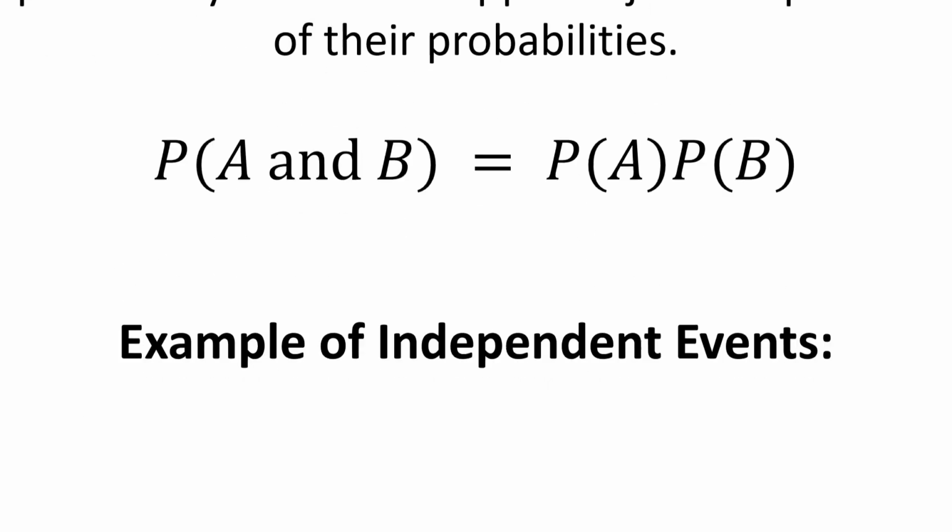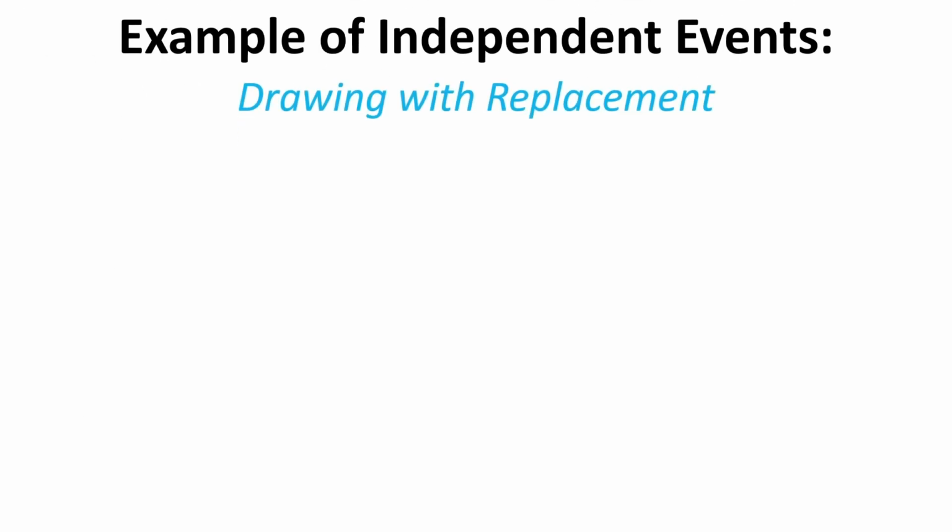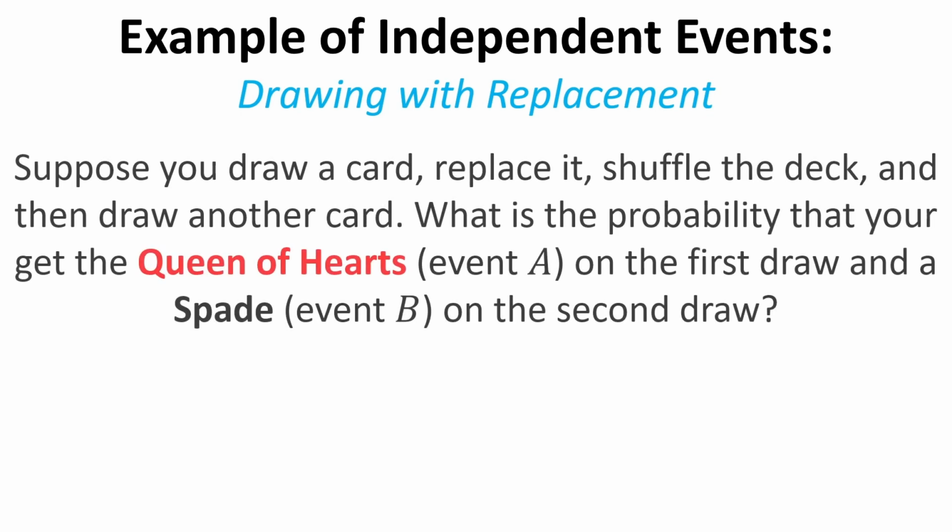Now the simplest example of this involves drawing with replacement. So suppose you draw a card from a deck, and then you make note of what it is, and then you put the card back in the deck, and then you shuffle. The reason you put the card back in the deck is we want the sample space on the second draw to be the same as it was on the first draw. That's what makes the events independent.